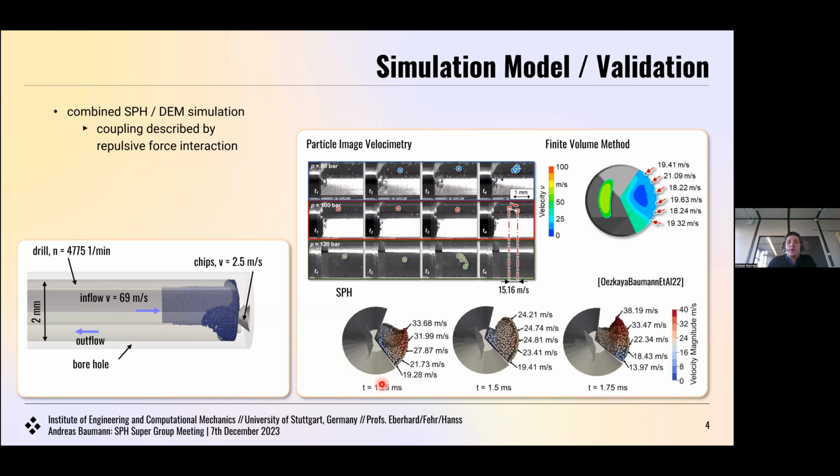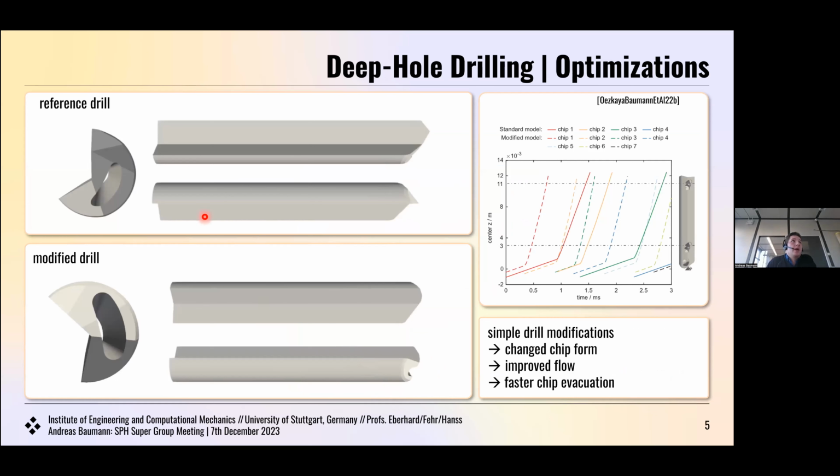So we are all within the same ballpark range, which gives us quite a confidence that our model is quite good. So now we have a base model. We are somewhat sure that it gives us a good prediction. So now we want to apply it to improve the drill. For example, we have this reference drill here in the top view, and we also have a modified drill. For this modified drill, we did some finite element analysis and also some design choices.